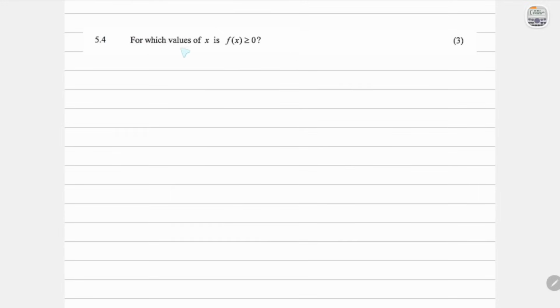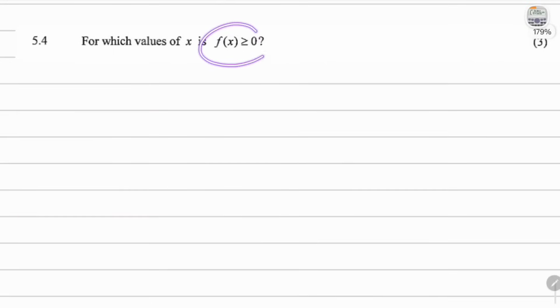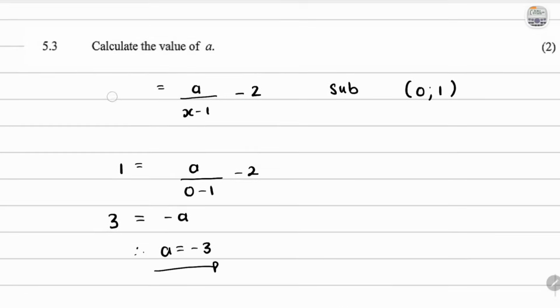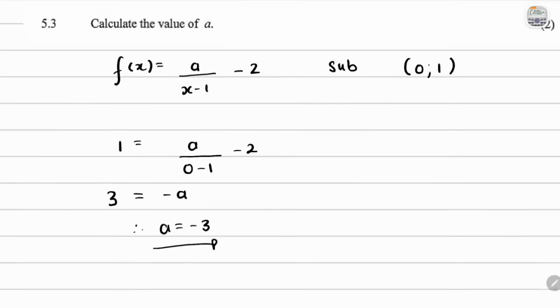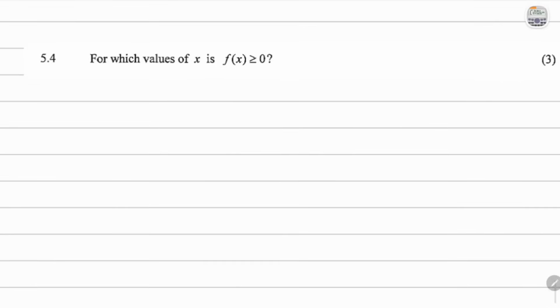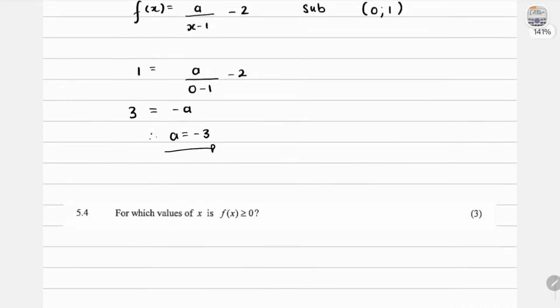Question 5.4 says, for which values of x is f of x greater than or equal to 0? Remember, f of x refers to the y values of your graph. It's the same thing as saying y, because you see how we had f of x is equal to, and we had our equation, right? If I had said y here, it would still mean the exact same thing, okay? We just call it f of x to name that particular graph. So we can always assign an equation to that particular graph. So we're looking for where the y values are either greater than or equal to 0.